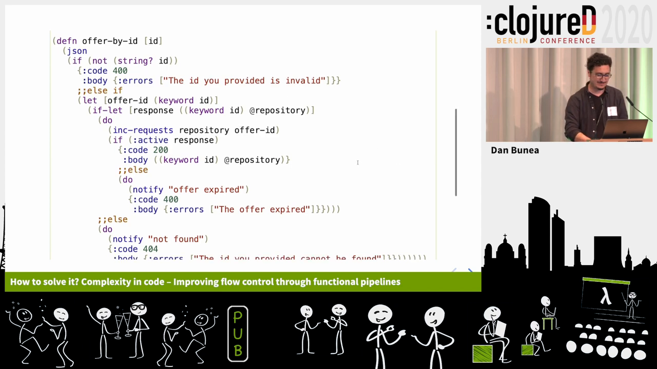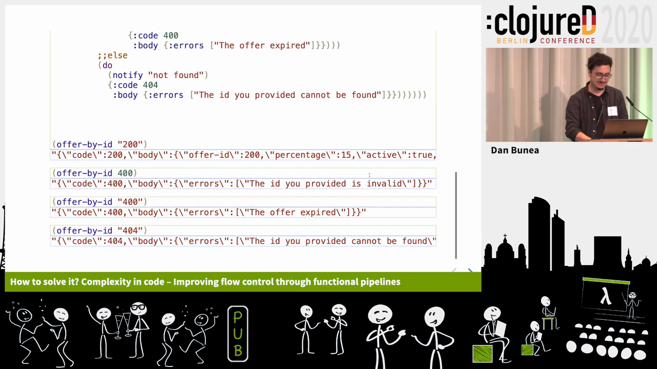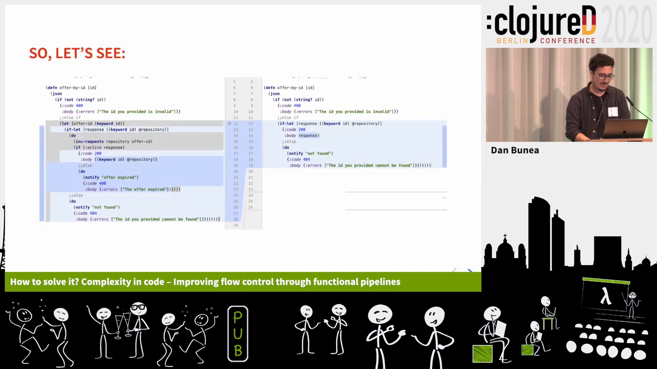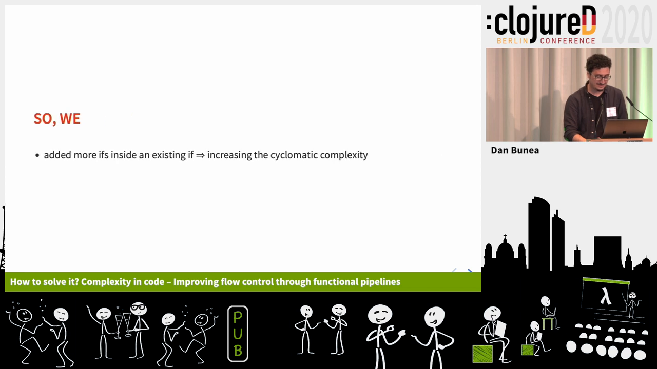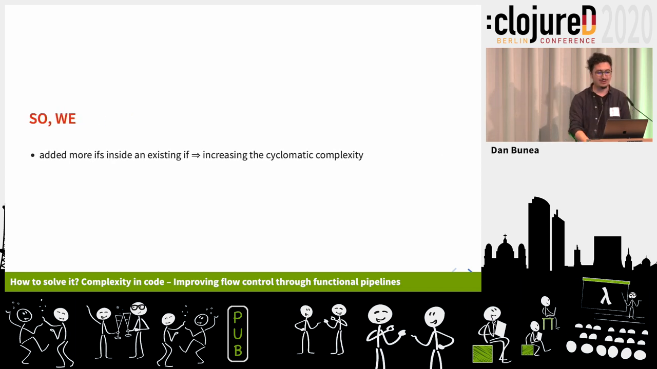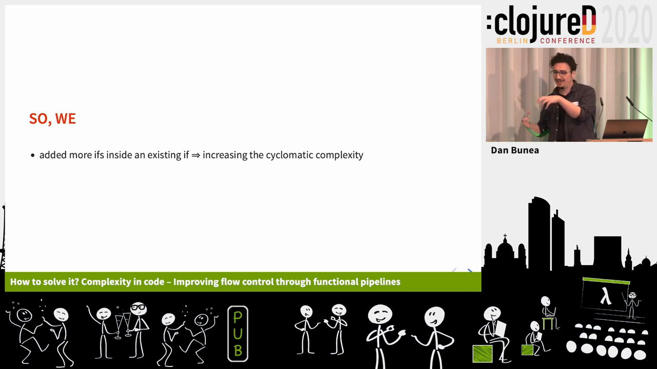They're not that big. But as you can see, the code is fairly complicated. So this is an image from GitLab. What did we change? Well, a lot. So we added a lot more ifs inside our previous ifs, increasing the cyclomatic complexity.